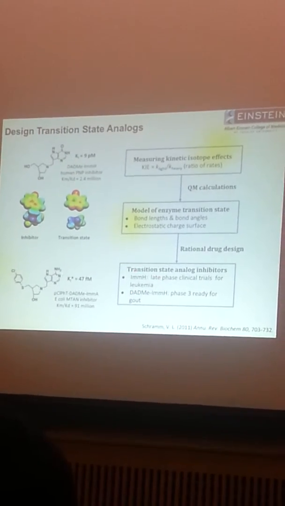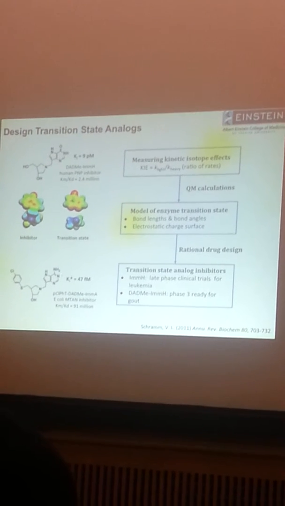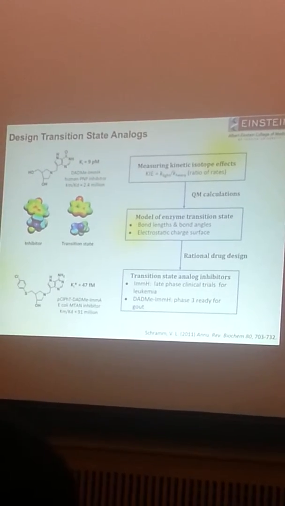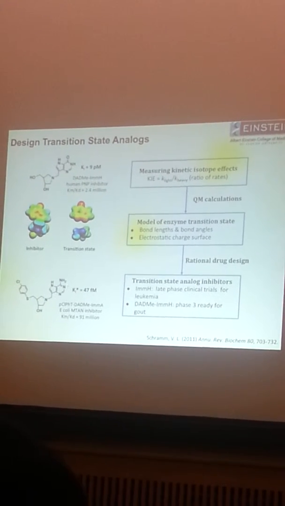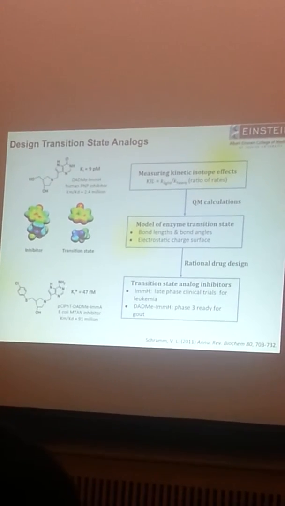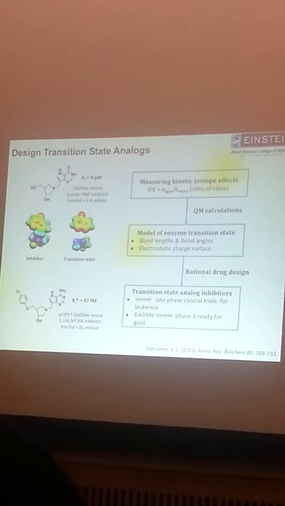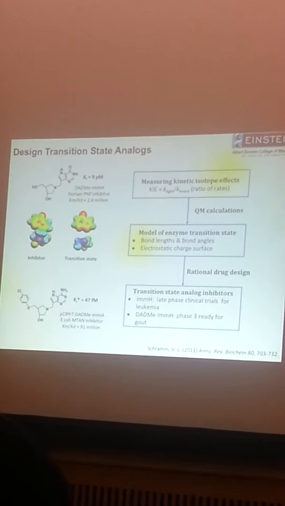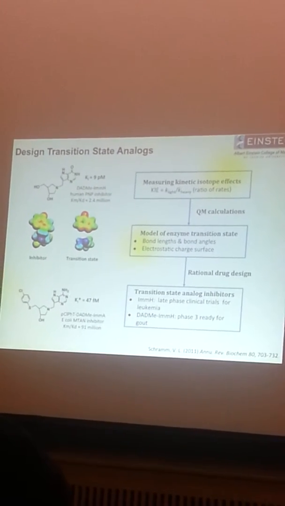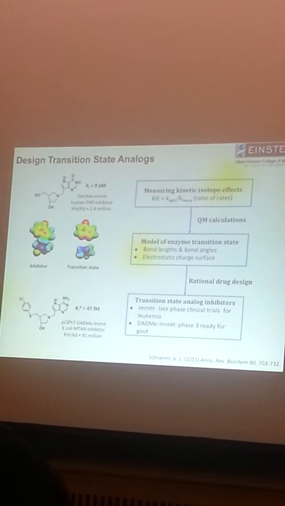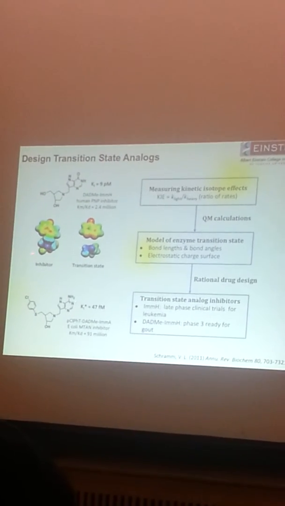One is called Immucillin-H, and another one is DADMe-Immucillin-H. Both of them have binding constants in the picomolar range, and both of them are already in clinical trials. On the right, the picture shows the inhibitor and also the transition state. If you look at the electron density, the potential density, you can see the inhibitor is very similar to the transition state.